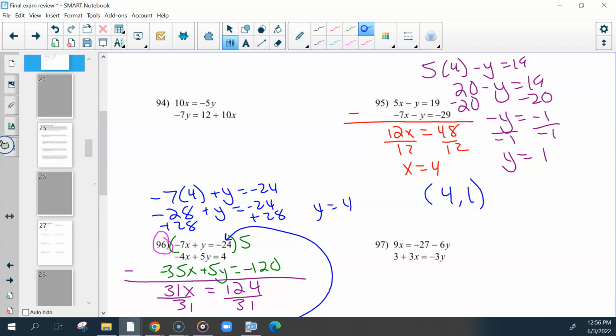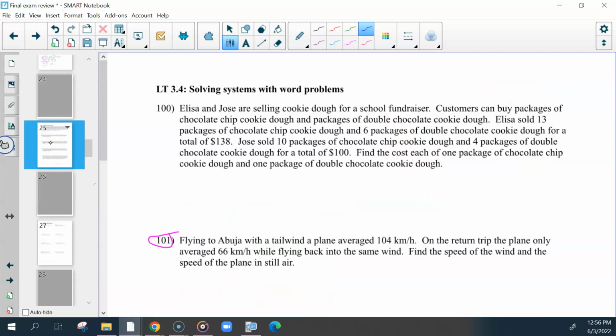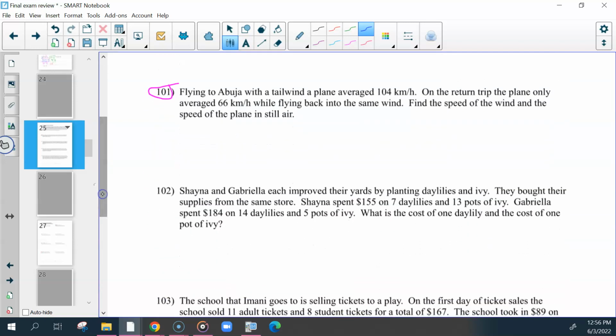On the next page, this is the last objective in systems, your word problems. Find important things. In this case, you also have to remember, if it says with a tailwind, the wind is pushing the plane, so that's adding. On the return trip, it's going back into the same wind, so the plane no longer has that tailwind to push it, so we would subtract the wind. And we are looking for the speed of the wind and the speed of the plane.